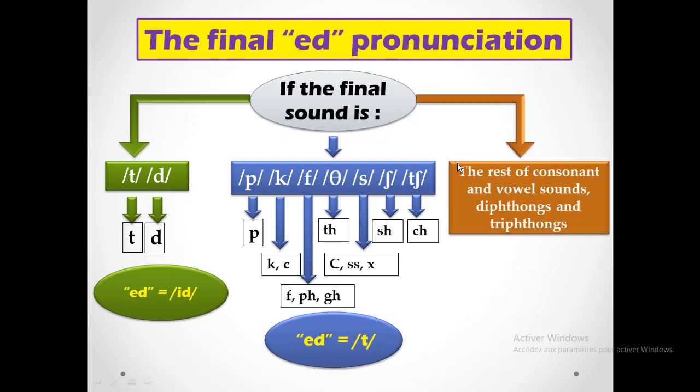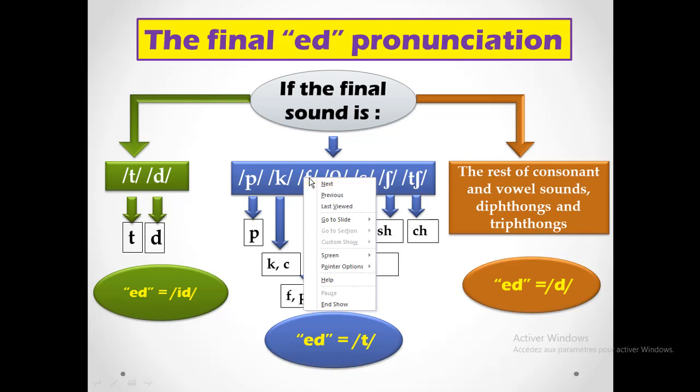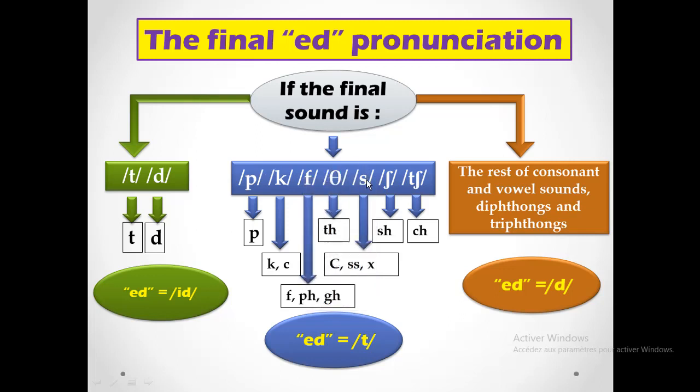Now, if the final sound is the rest of consonant and vowel sounds, diphthongs and triphthongs, the final ed is d. So let's repeat. If the final sound is t or d, the ed is id. If the final sound is p, k, f, th, s, sh, or ch, the final ed is t. The rest of consonant and vowel sounds, it is d. Time for practice.